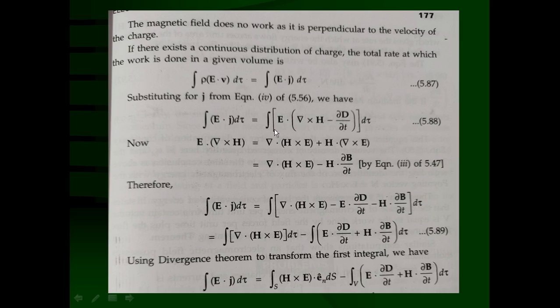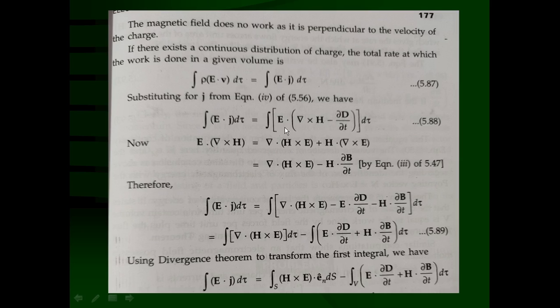Now we can separate these two terms. E dot curl of H is going to be the first term, and the second term is minus E dot del D upon del T. So that way we can separate these two terms, since E can operate on both of them.